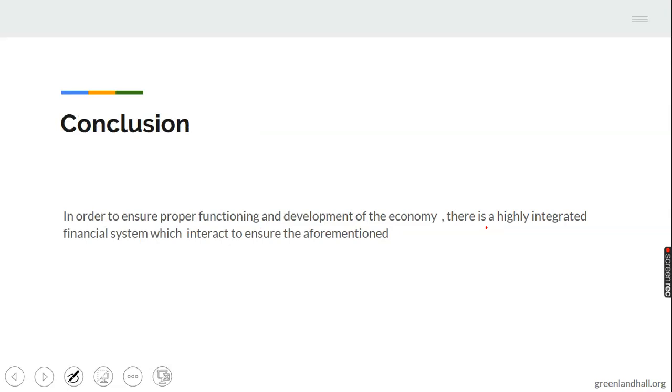Conclusion. In order to ensure proper functioning and development of the economy, there is a highly integrated financial system which interacts to ensure that the aforementioned is actually achieved.